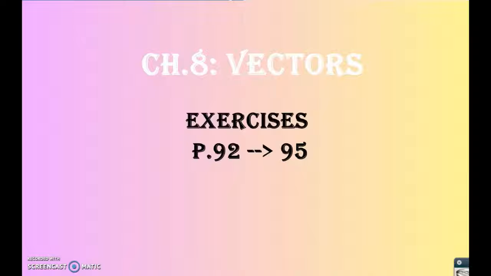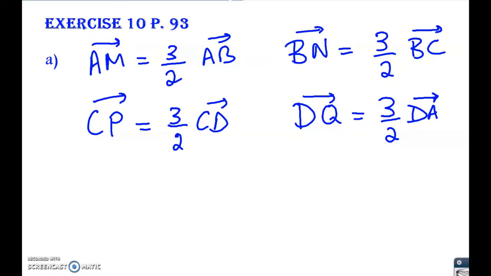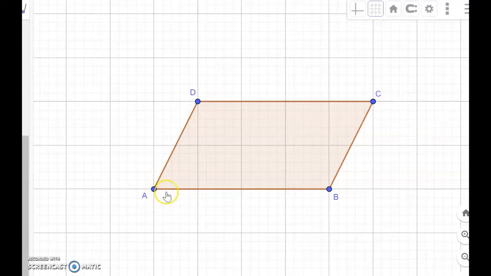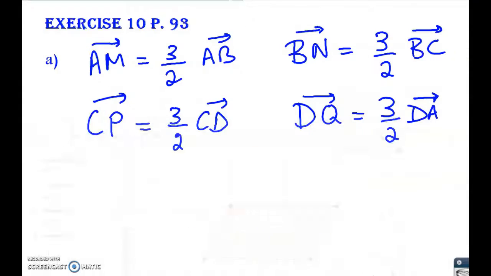In this video, I'm going to solve exercise 10, page 93. Consider a parallelogram ABCD. So we are given any parallelogram ABCD. And the first part, we want to plot the points M, N, P, and Q so that AM equals 3 over 2 AB, BN equals 3 over 2 BC, and so on. So let's start first with point M.